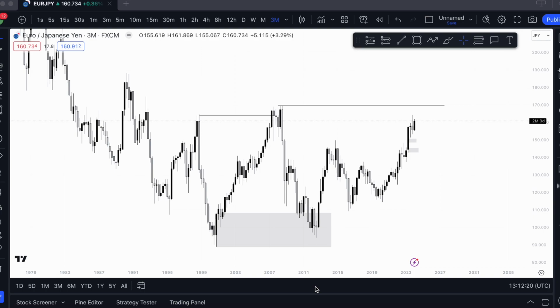If you're not familiar with what a sentiment is, it's a tool to show you which side of the market the liquidity is on. Looking at most sentiments, it's showing that Euro JPY is extremely strong on the bullish side right now. There's a lot of demand in the market.